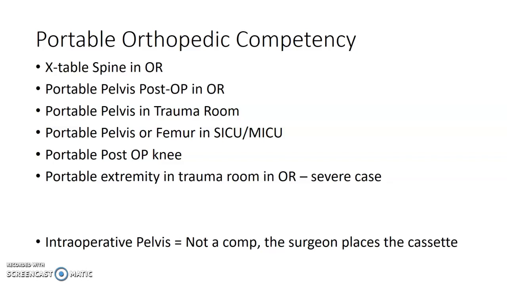Usually just severe cases. So they went right from the trauma room to the OR and they need an extremity that wasn't done, or an extremity in the trauma room. It could be a possible amputation or something like that. That would count. We don't take, say, a portable hand on a patient who can sit up and move their hand. That's not something we count as a portable orthopedic comp. Intraoperative pelvis is not a comp because the surgeon places the cassette for you, so we don't count that. All right.